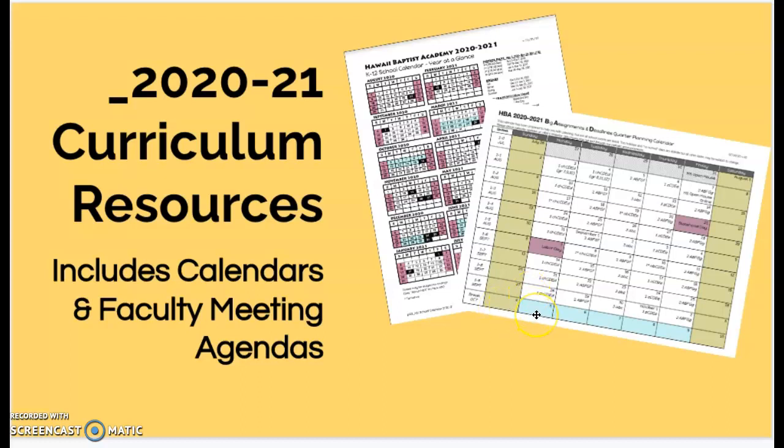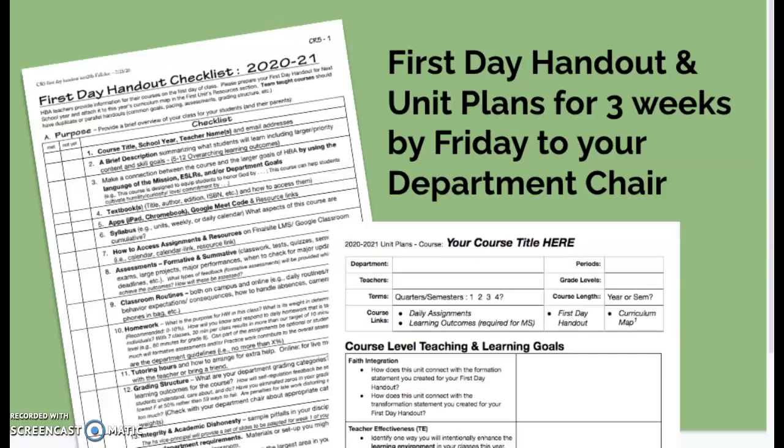This year, you'll notice that the bad calendar looks pretty plain because for now, it just has the different bell schedules. The last thing I'm going to talk about are first day handouts and unit plans. So remember, the first day handout is what we give to our students to tell them about the decisions that we've made about how the class will run and what we will be learning.